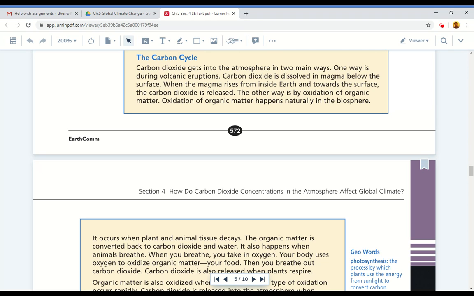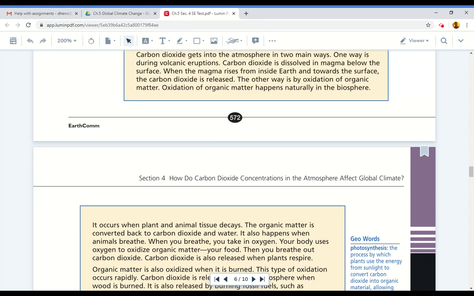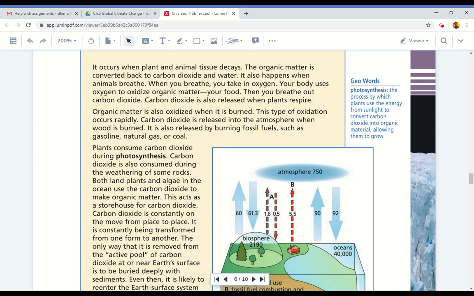The other way is by oxidation of organic matter. Oxidation of organic matter happens naturally in the biosphere. It occurs when plant and animal tissue decays. The organic matter is converted back to carbon dioxide and water. It also happens when animals breathe. When you breathe, you take in oxygen. Your body uses oxygen to oxidize organic matter, your food. Then you breathe out carbon dioxide. Carbon dioxide is also released when plants respire.